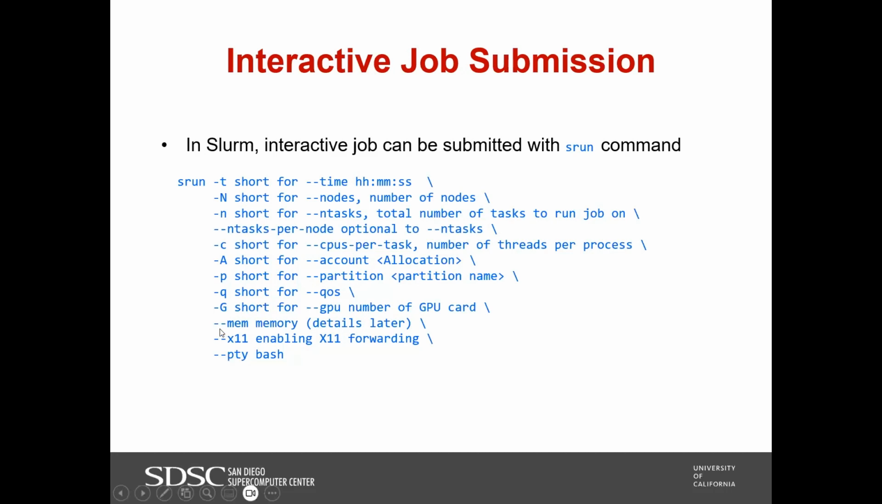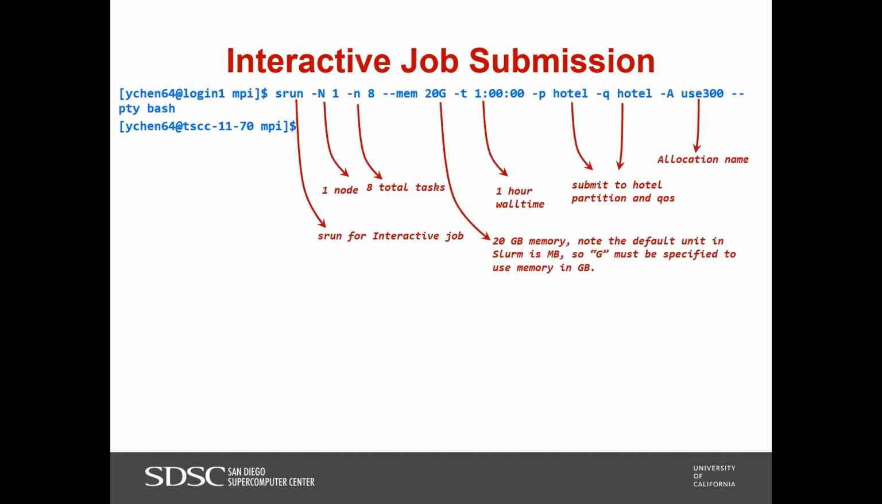And also you will need to specify the memory you want to use for your job. I will give more details about the memory specifications in the srun command. If you want to use X11 forwarding, you need to add the X11 option, and the last part of srun is what kind of shell you want to start for your job.